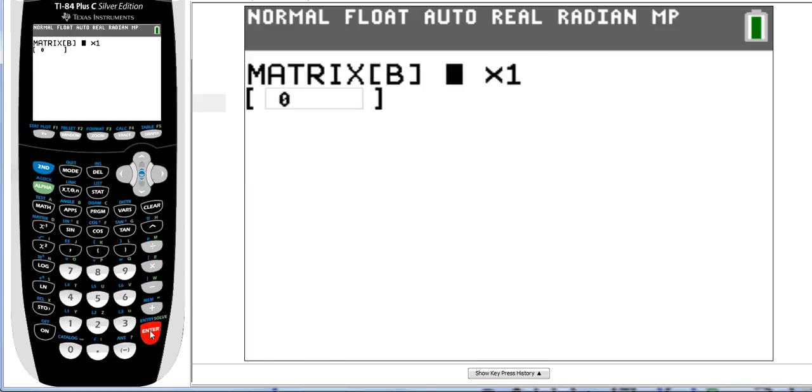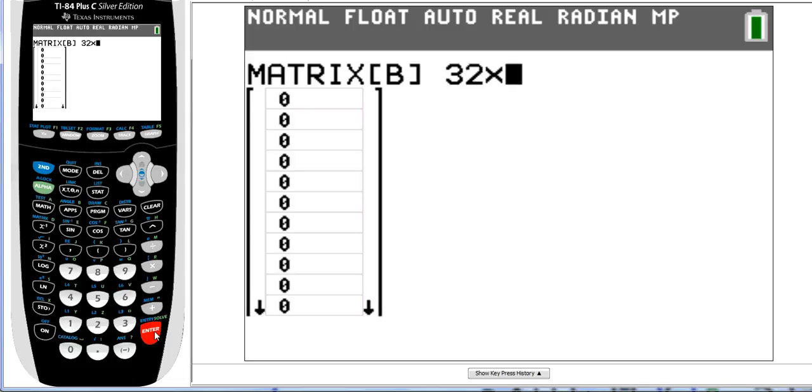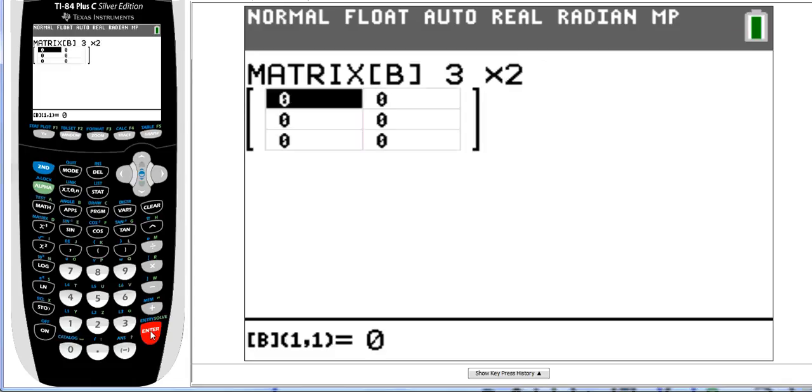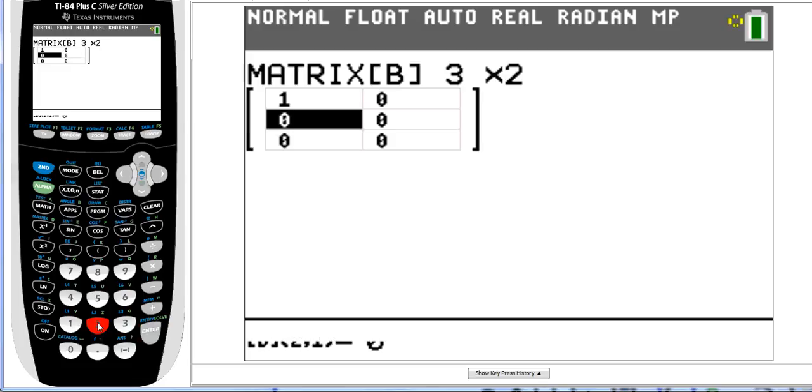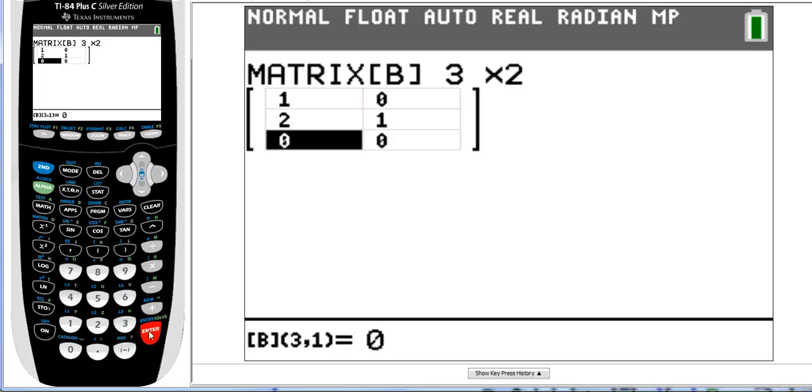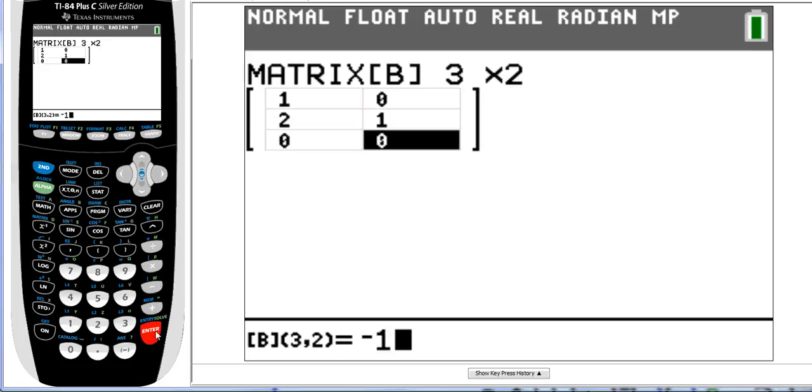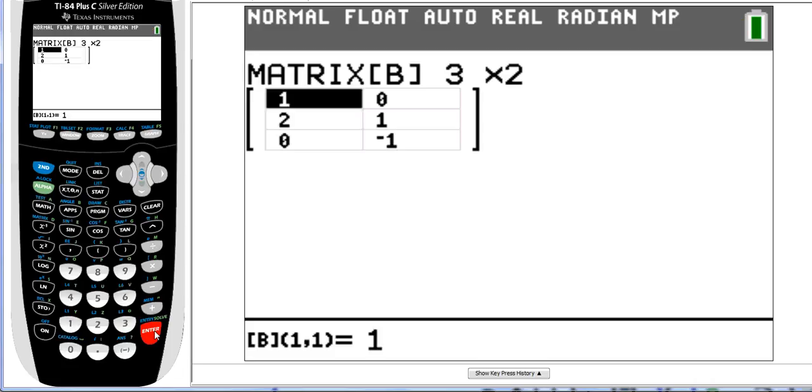B, if you remember, was a 3 by 2 matrix. Oops, that didn't work so well. Let's try this again. All right, 3 by 2 matrix. Okay, and I will input that in. All right, got that in. Okay, again, all I'm doing when I'm in the edit menu is entering data. So I'm going to quit out of there.